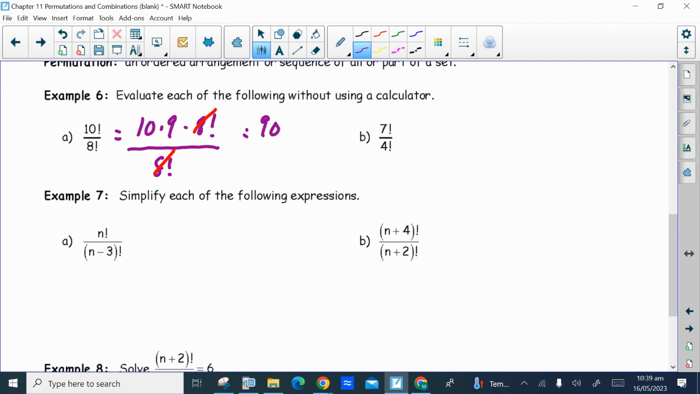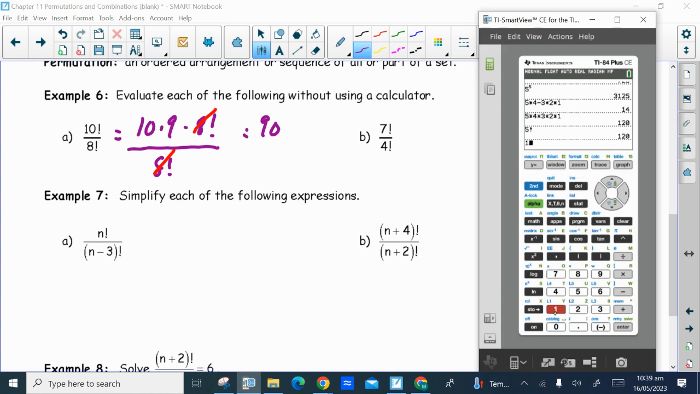So we were able to do this without even using a calculator. We can check to make sure that that is correct by going 10 factorial divided by 8 factorial in our calculator. And we do get 90. So it checks.